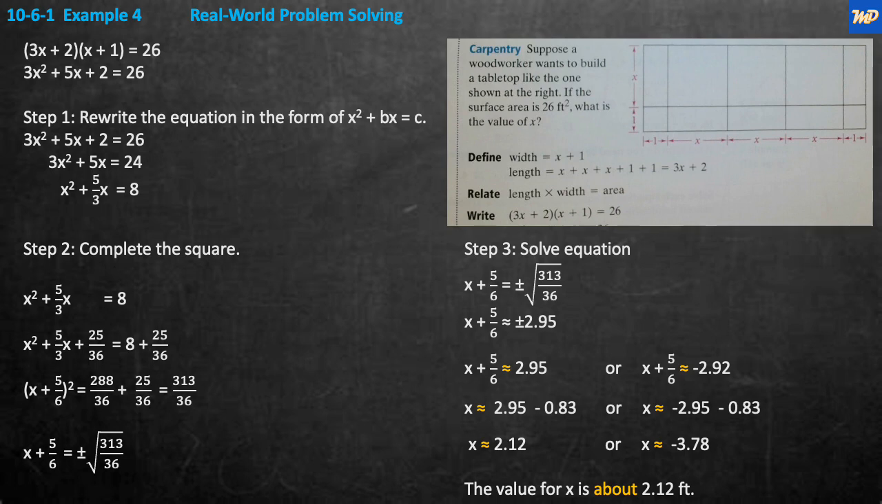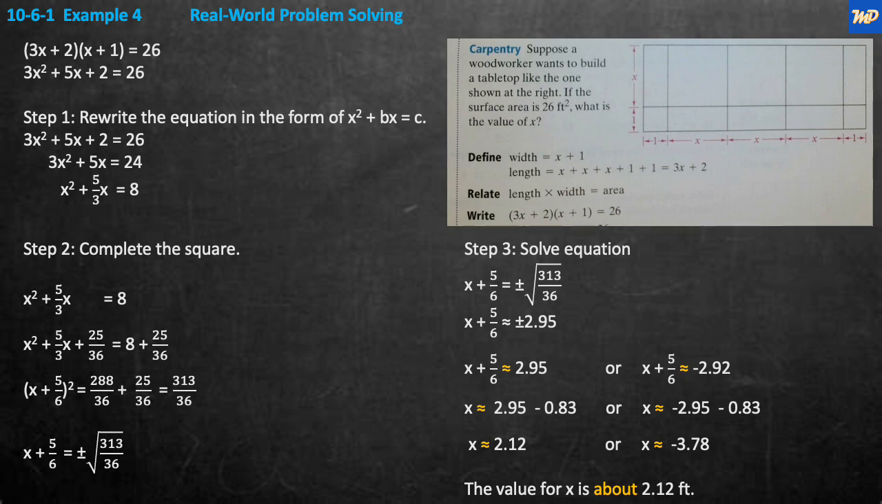So now you have an idea that it's x plus 1 is the width, and 3x plus 2 is the length. And they add that up, and you can see it. 1x and a 1 is x plus 1, and for the length it's x plus x plus x plus 1 plus 1, which is 3x plus 2. Length times width is the area. So our new formula for this tabletop is going to be 3x plus 2 times x plus 1 equals 26.